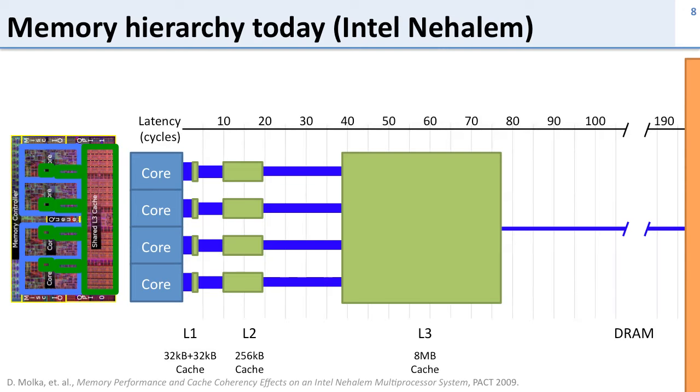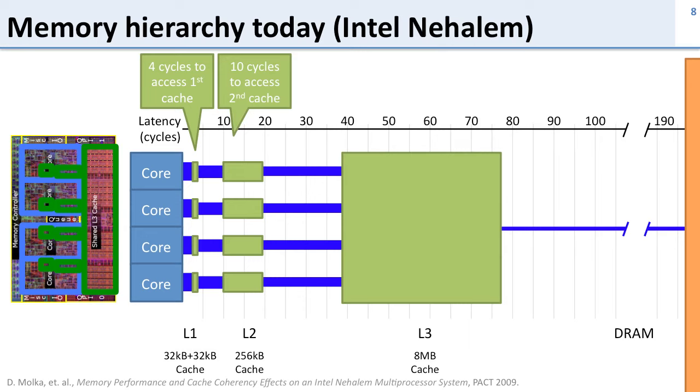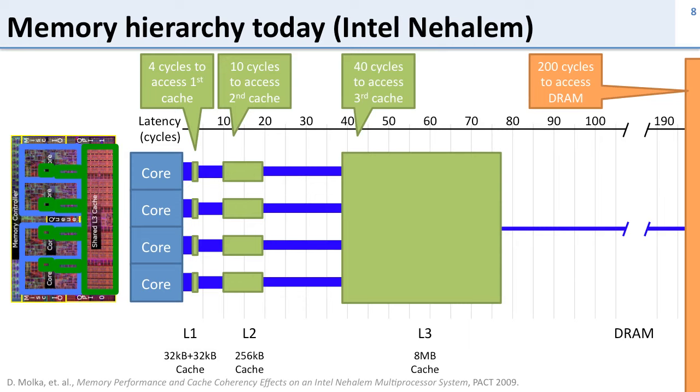So if we look at how long it takes to access these memories, we see that the first cache takes 4 cycles to access. The second cache takes 10 cycles. The third cache takes 40 cycles. And if we go all the way out to the DRAM, it takes 200 cycles to access the DRAM.